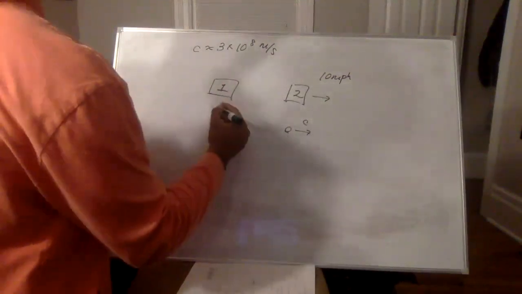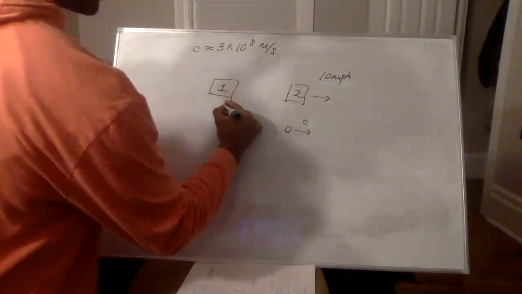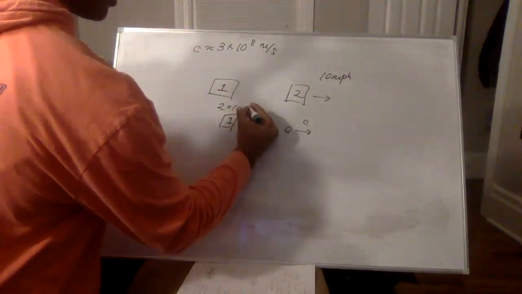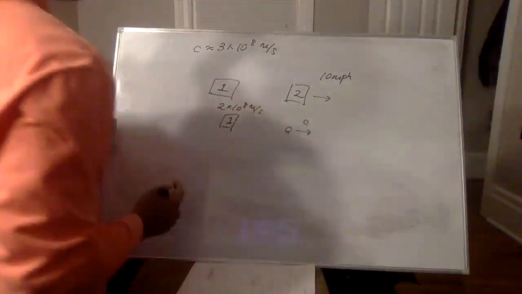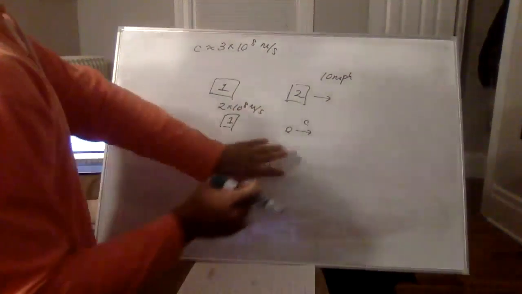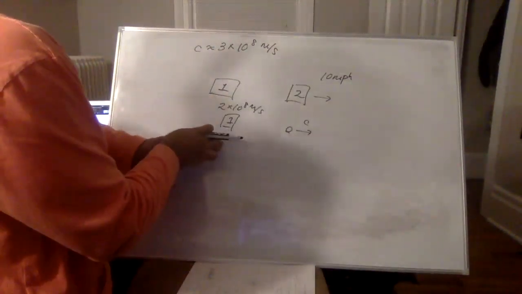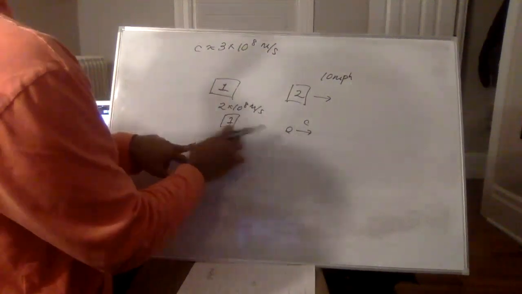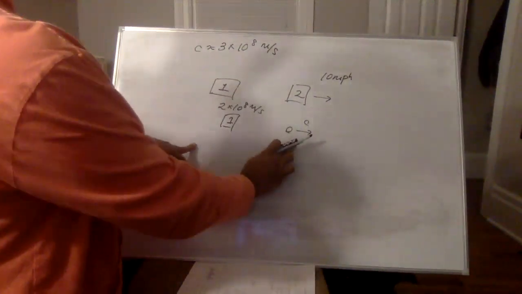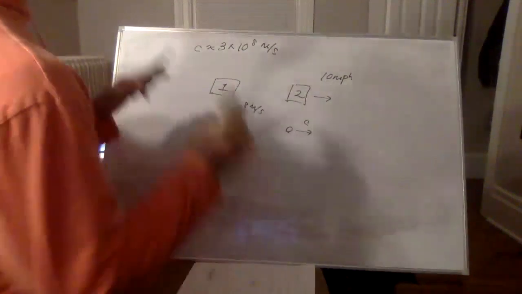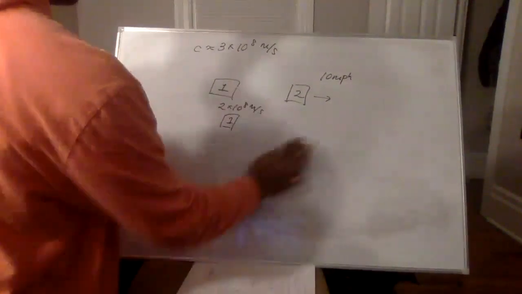So if this is moving at even 2 times 10 to the 8th meters per second, this is still going to appear to be moving at 3 times 10 to the 8th meters per second relative to this, right? So no matter how fast this is going, this is not going to look like it's decreasing in speed at all. The speed of light is constant in any inertial frame of reference. So that causes some weird things.